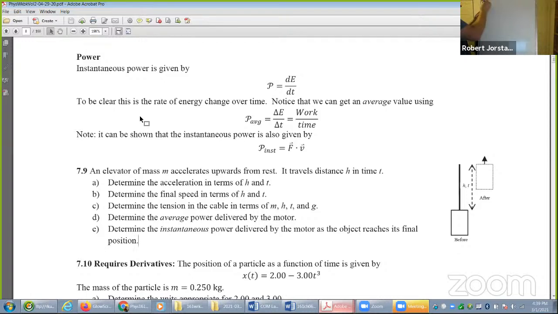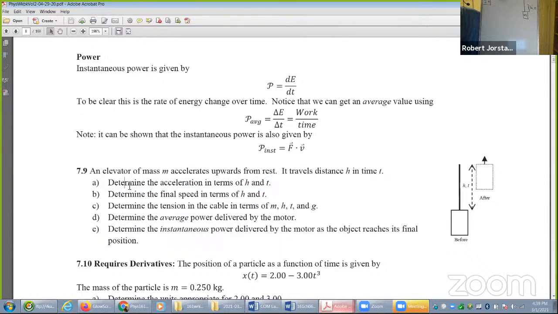So in 7.9, what do we know? Let's see, there's something hanging here. We know it's going to rise up some distance h in some known time t, and we know that it has mass m. And we know it accelerates upwards from rest. Okay, got it. The first part of this problem says, determine the acceleration.